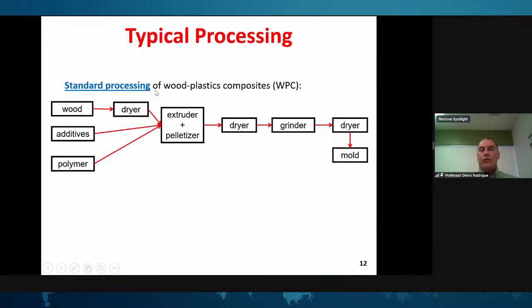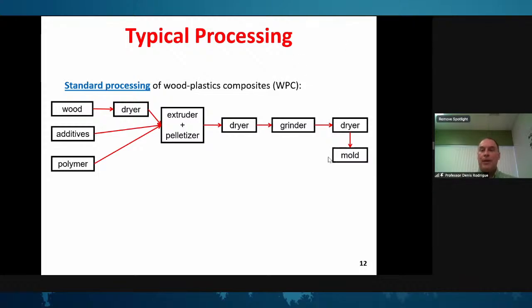And then we go for typical processing of the material. So most people use their wood, their polymer, and some kind of additives like lubricant or coupling agent. You have to dry the wood before going into an extruder. Then you produce your pellets, you dry again. Maybe you have to grind the material, and then you dry again.